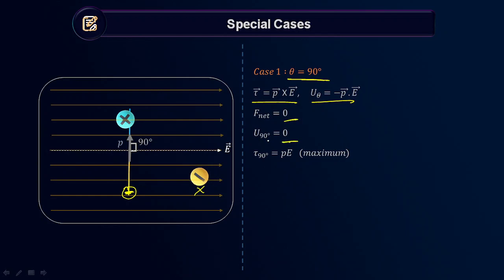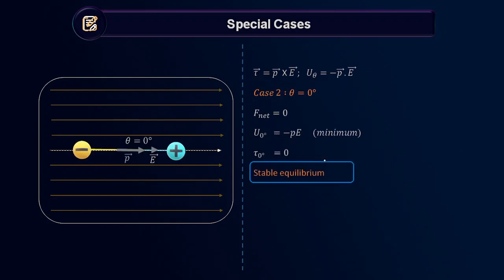Potential energy when the angle is 90 degrees will be 0, and torque will be equal to P, that is maximum. Okay. When theta is 0 degrees, we have this formula we can use. So F net will be how much? 0 again, and potential energy will be equal to how much? Minus P, which is the minimum value. So when potential energy is minimum, torque is 0, F net is 0. Can I say this is a stable equilibrium?